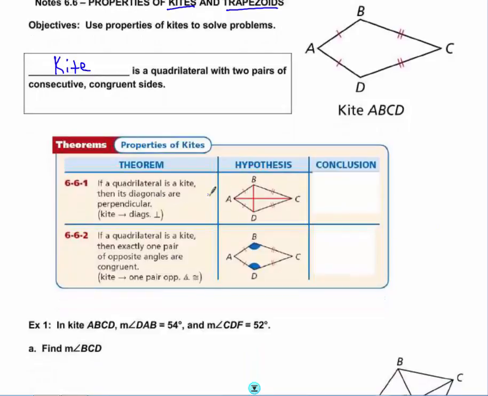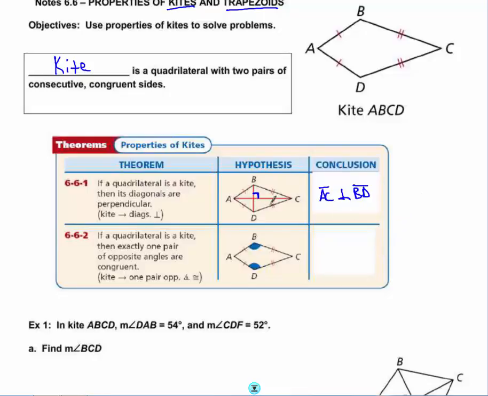So if a quadrilateral is a kite, then its diagonals are perpendicular. So that means that these two diagonals right here are perpendicular. So AC is perpendicular to BD. Now in our rhombus, the diagonals were also perpendicular. So you want to make sure you don't mix those two up.